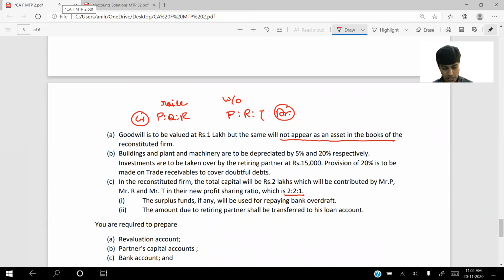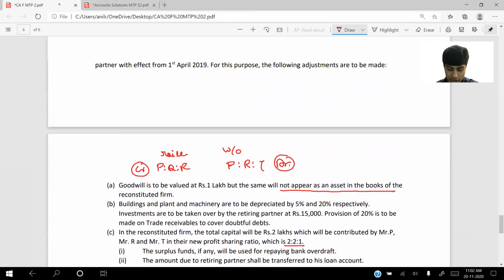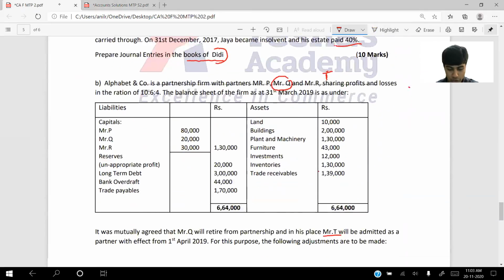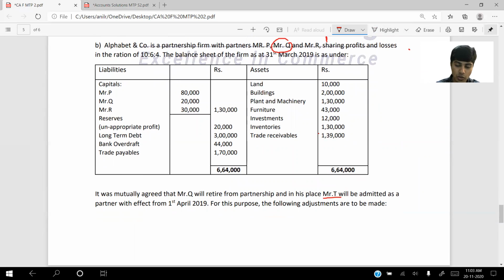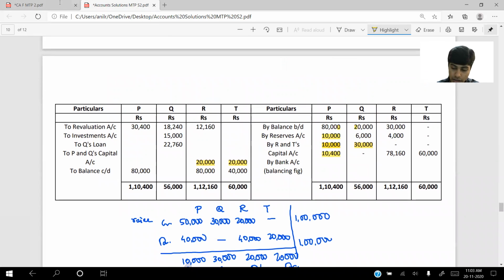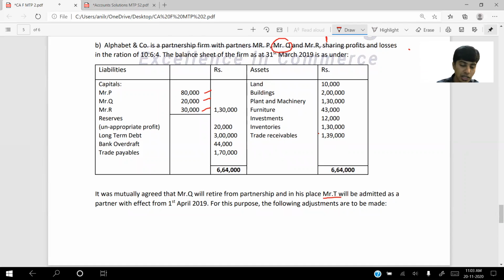What have they given? Then normal reconstitution, building and plant and machinery 5%, 20%. Fine. I'll do it from the beginning. I think the rest of the adjustments are easy. I'll run you through this. First one: what are the opening capitals? 80, 20, 30. Partners' capital account 80, 20, 30. Done.